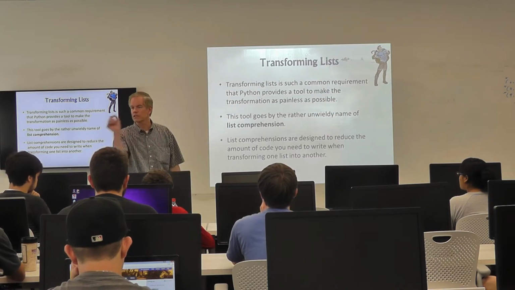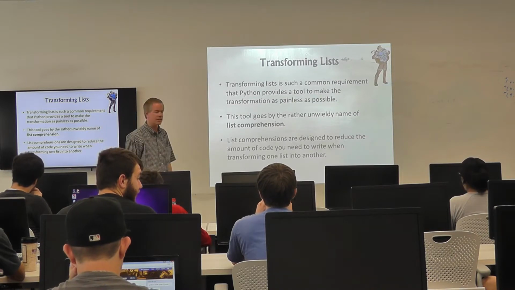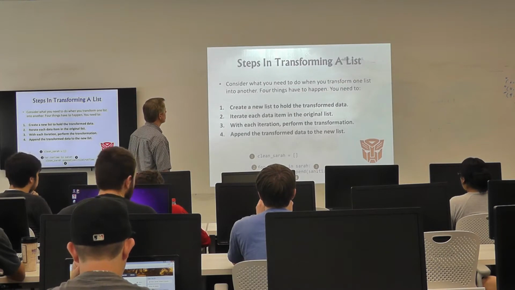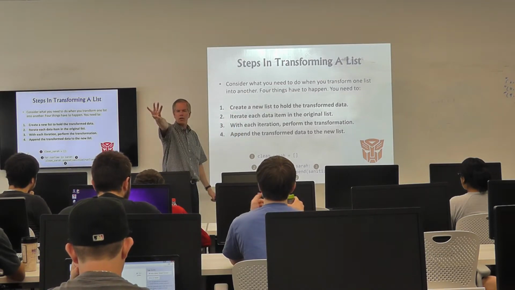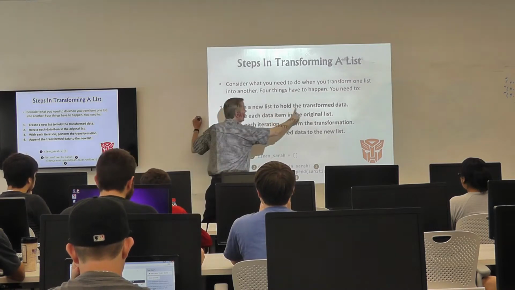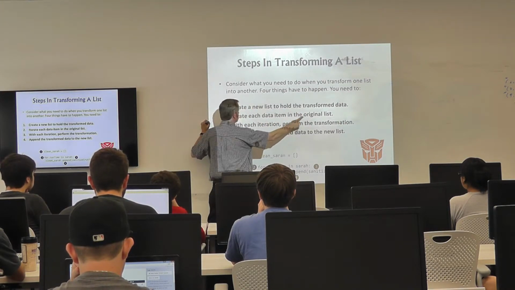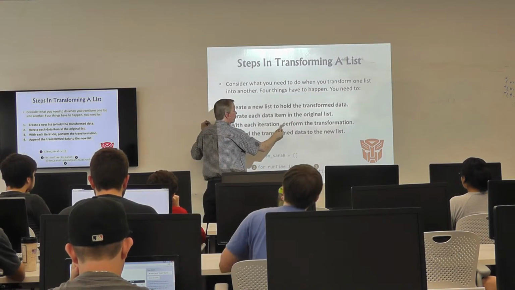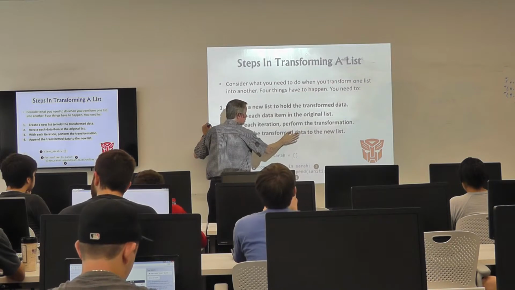We're trying to take one list, the garbled one that we get from the coach, and transform it into exactly the list that we want. So how does this work? Consider what you have to do when you're transforming one list into another. Four things have to be done. What's the first one? Create a new list to hold the transformed data. Iterate across each data item in the first list. With each iteration, perform the transformation, and then append the transformed data to the new list.